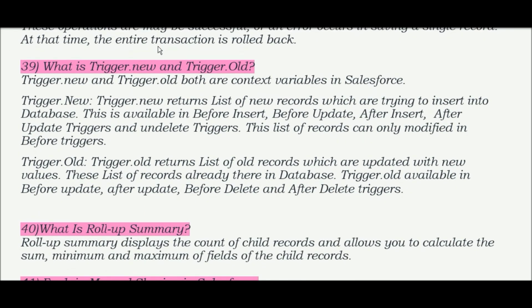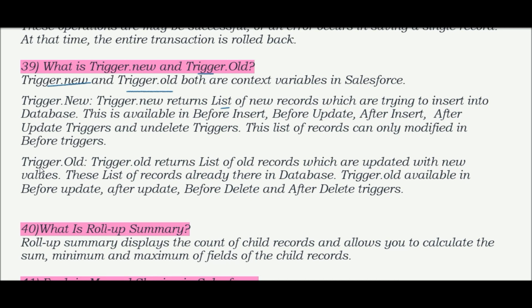Next question is, what is trigger.new and trigger.old? This is a very important question. Answer: Trigger.new and trigger.old are both context variables in Salesforce. Now, what is trigger.new? Trigger.new returns a list of new records which are trying to be inserted into the database. This is available in before insert, before update, after insert, after update triggers and undelete triggers. This list of records can only be modified in before triggers.